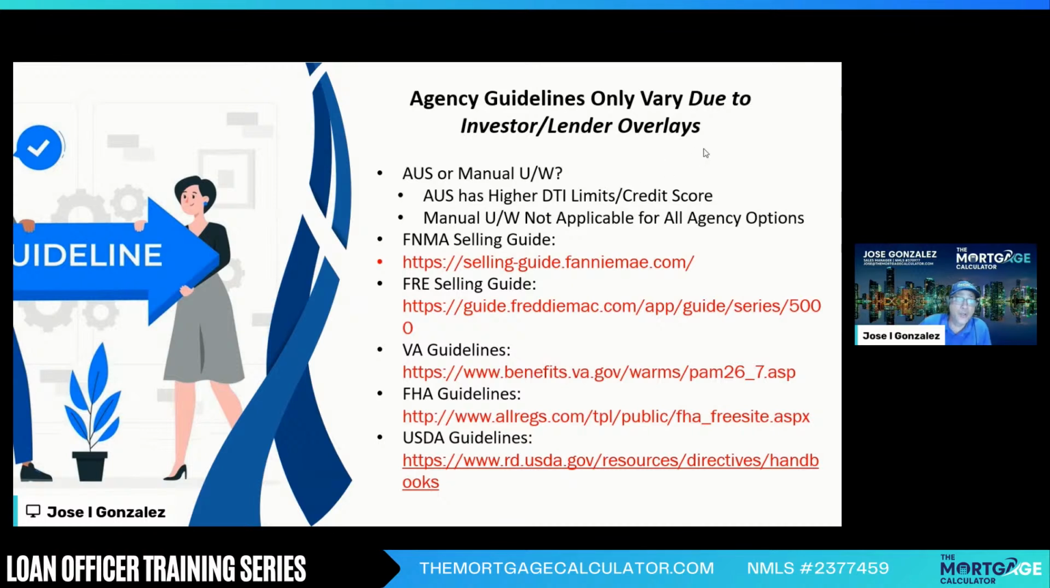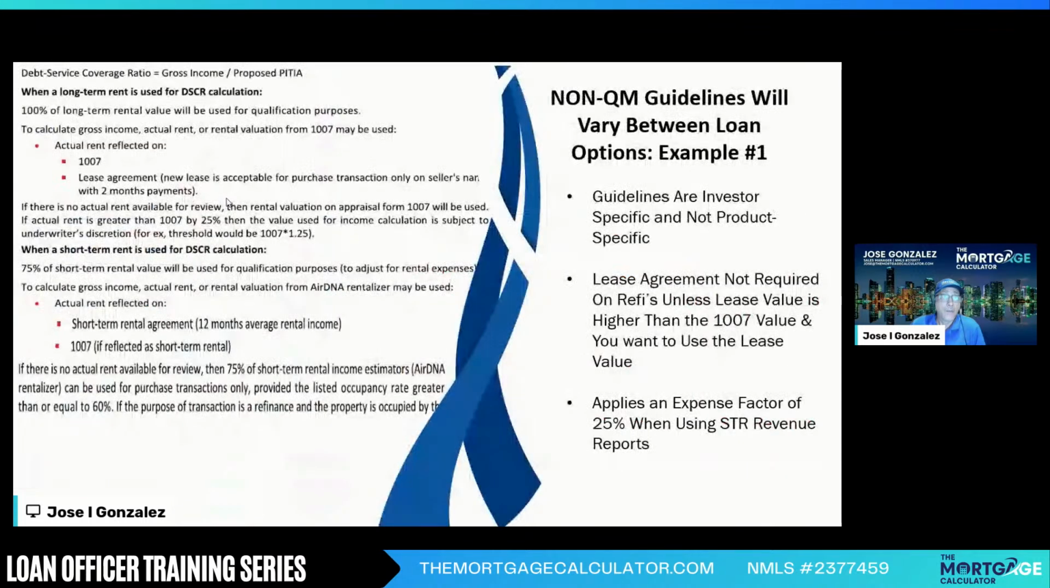So that's really important, and that's why I reiterate here. Note that AUS has higher DTI limits and credit scores than manual underwrite. And again, conventional loans, Fannie and Freddie, do not have manual underwriting options usually that we can benefit from. So now non-QM guidelines, like I mentioned, are investor specific.